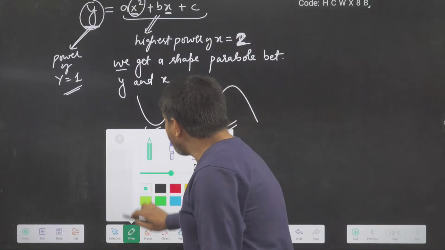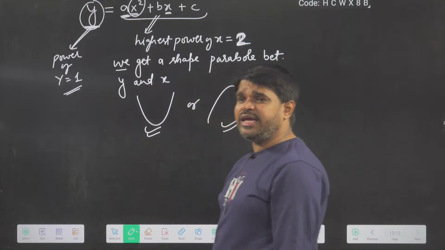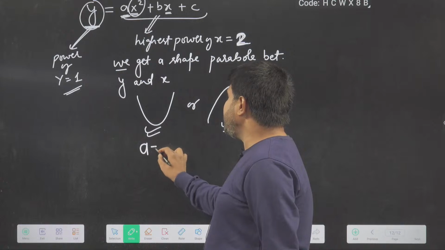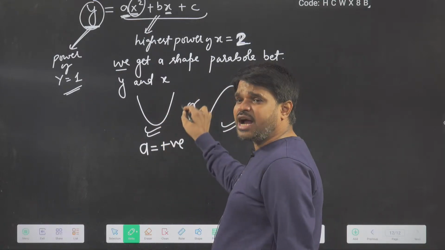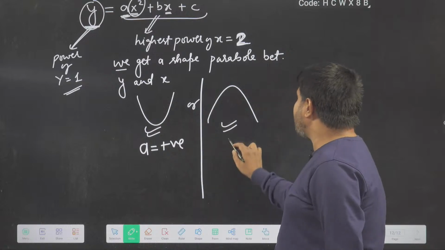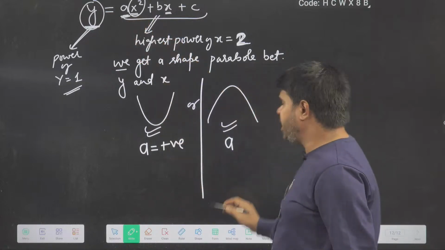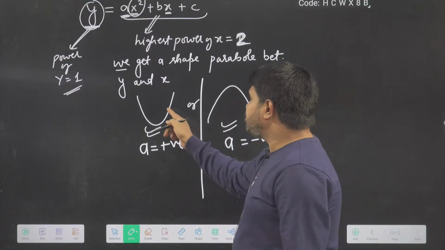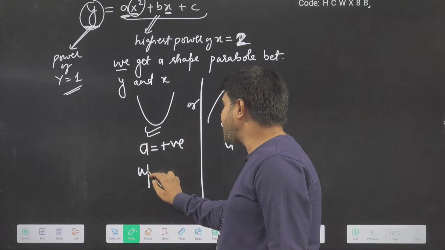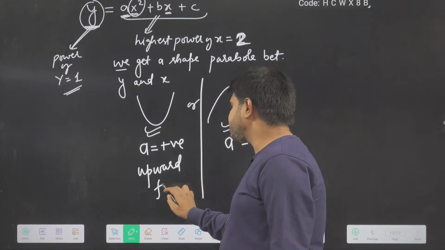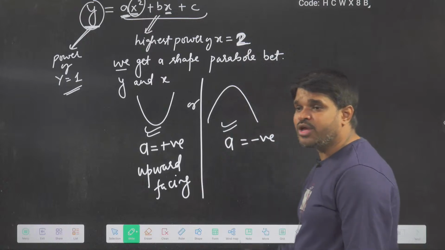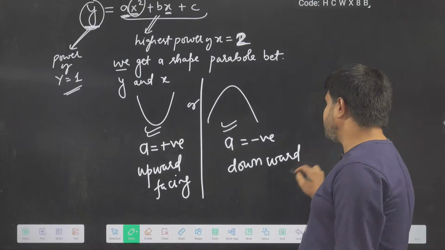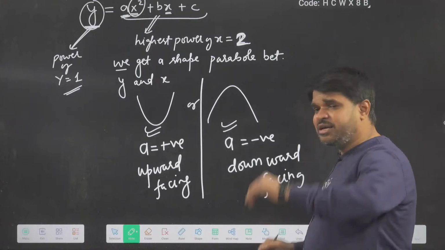Now, the question is when to get which. The answer is very simple. See, what is the coefficient of x square? A. Remember, when our A is positive, we get this kind of parabola. When the coefficient of x square, which is A, is negative, we get this kind of parabola. This is called an upward facing parabola. This is called a downward facing parabola. Facing means opening.